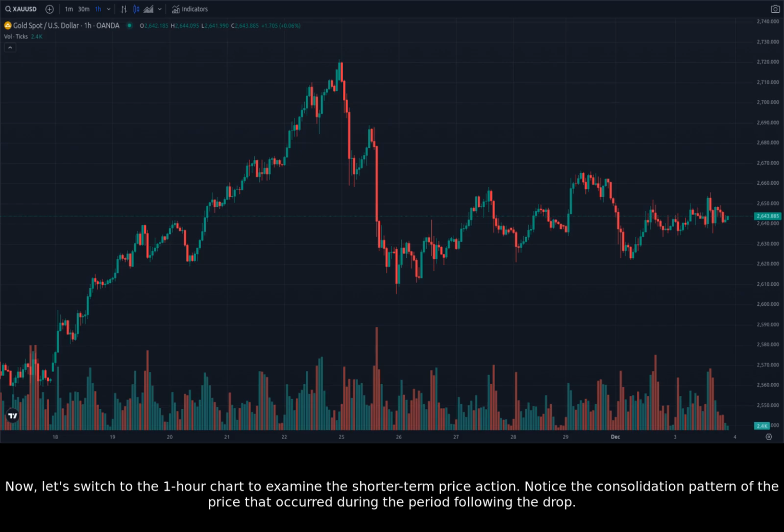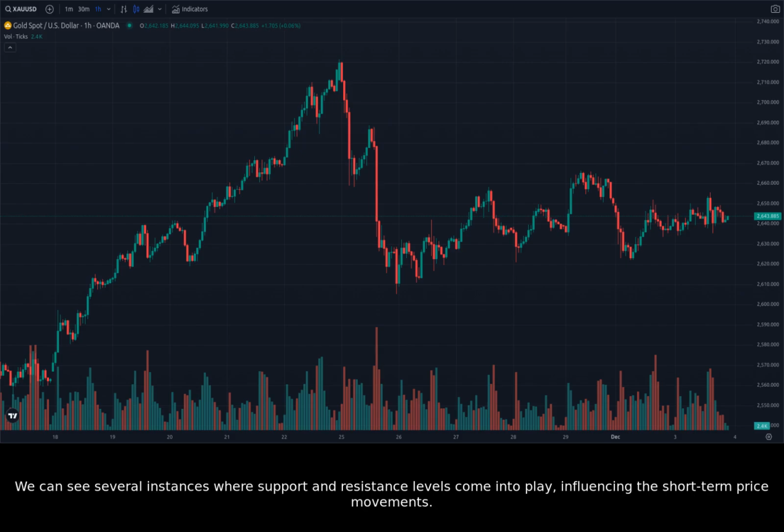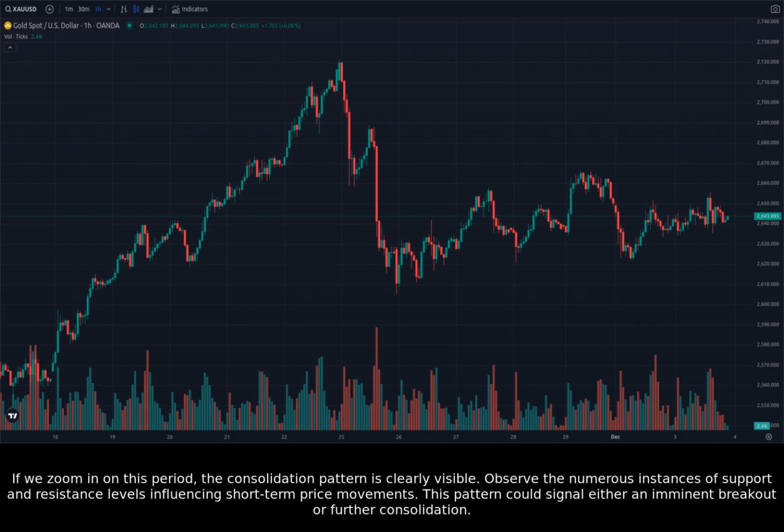Now, let's switch to the 1-hour chart to examine the shorter-term price action. Notice the consolidation pattern of the price that occurred during the period following the drop. We can see several instances where support and resistance levels come into play, influencing the short-term price movements. If we zoom in on this period, the consolidation pattern is clearly visible. This pattern could signal either an imminent breakout or further consolidation.